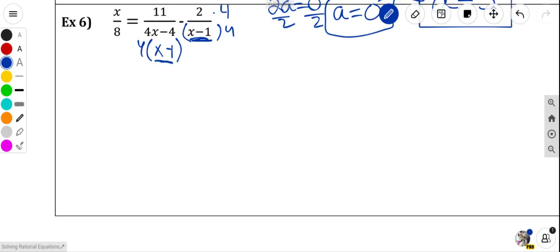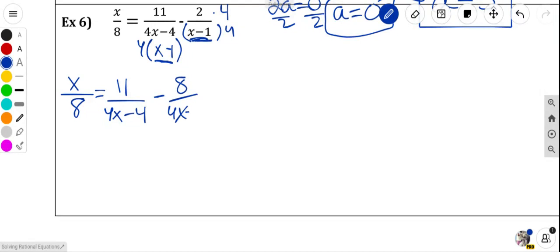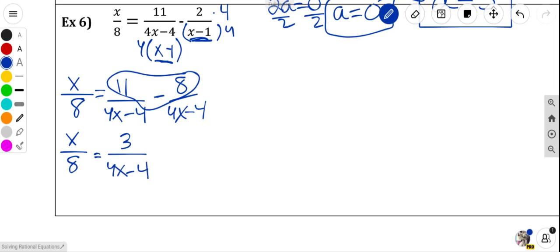So I'm going to multiply the bottom by 4 and the top by 4. So this becomes x over 8 equals 11 over, I'm going to write it back as 4x minus 4 now. It makes it easier for cross multiplying, minus 8 times 4x minus 4. Okay, now that I have a common denominator, we're just going to subtract the tops. So I have x over 8 equals 3 over 4x minus 4.